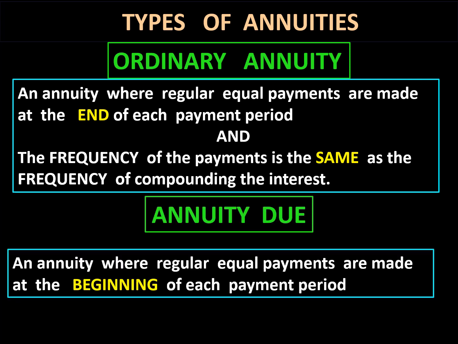Annuity due. It's also an annuity, but here the regular payments are made not at the end but at the beginning of each payment period. Right? The frequency of the payments and the frequency of the compounding must also be the same, but the main difference here, this is at the end of each payment period, this is at the beginning of each payment period.